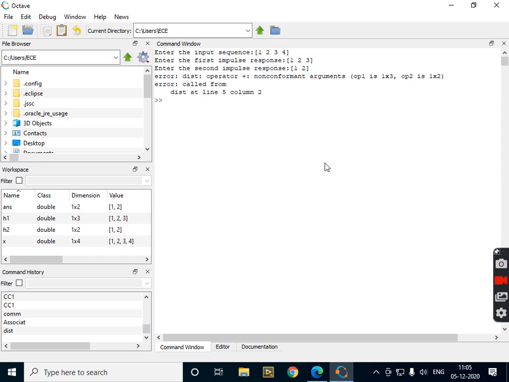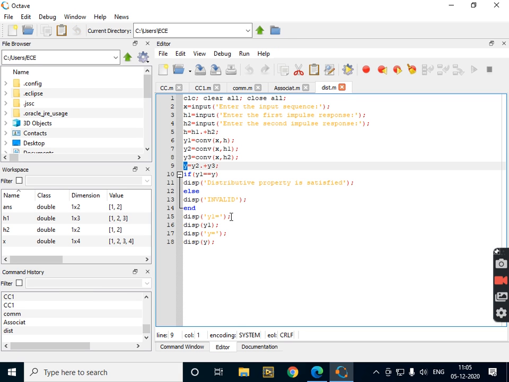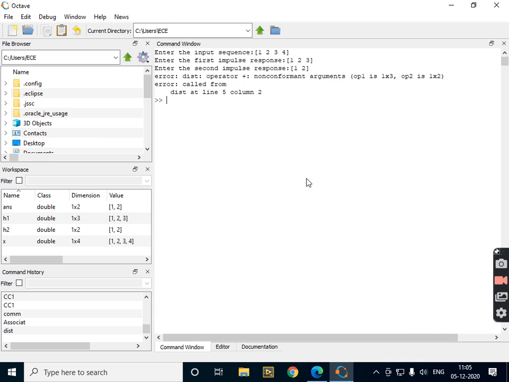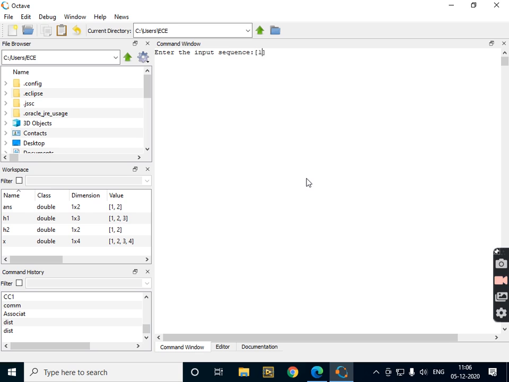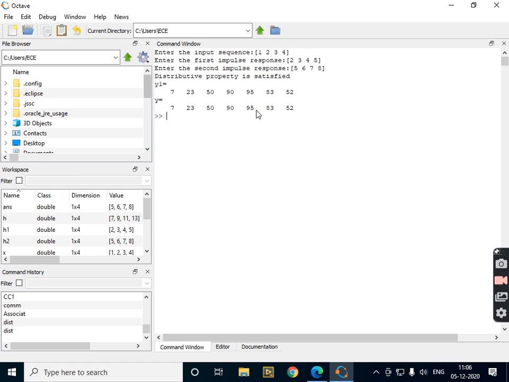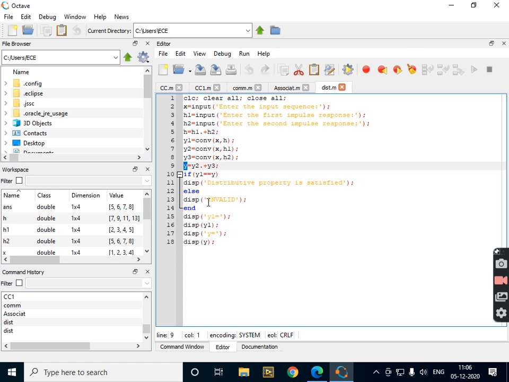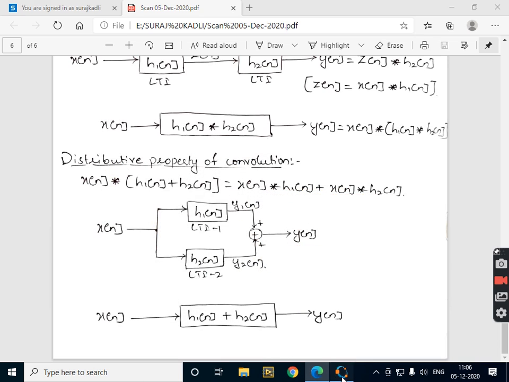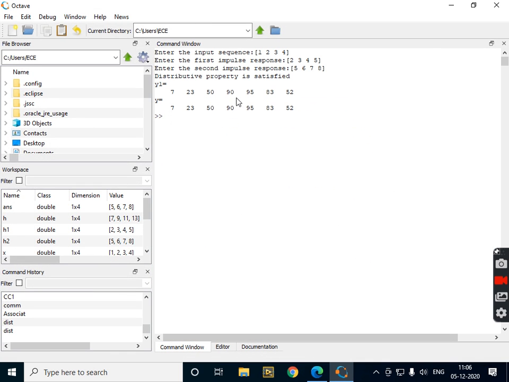Now the lengths of these sequences can be the same or different, it doesn't matter. But in this case, when you add, they have to be the same length. So 1 2 3 4, 2 3 4 5 and 5 6 7 8. So this will be the output, because we are performing element-wise addition. The result is 7 23 50 90 95 83 and 52. LHS is equal to RHS, so the distributive property is satisfied.